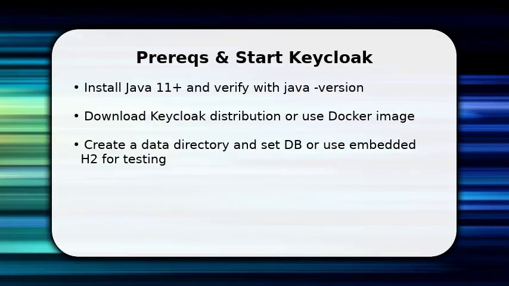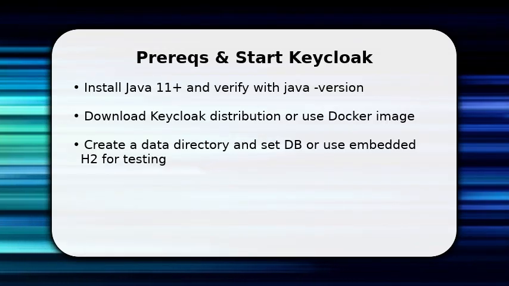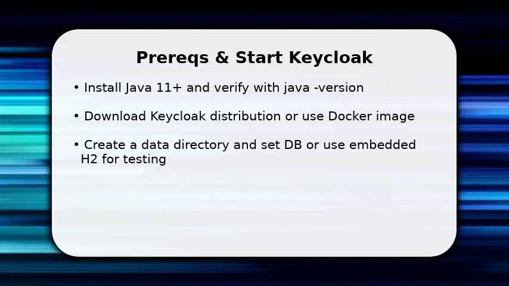You begin by ensuring prerequisites are present: Java 11 or newer, and either a local database or Docker. Once done, download the Keycloak distribution or pull the Keycloak Docker image. Make sure to create a persistent data directory so your config survives restarts. This matters when you switch from H2 to an external DB.